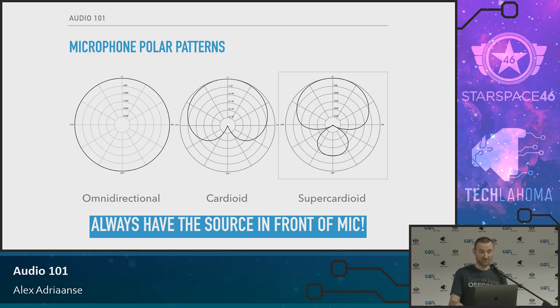And the same, by the way, also goes for loudspeakers. Especially high-frequency drivers in a loudspeaker tend to be very directional. So if you're standing to the side of a loudspeaker, you're probably not going to hear the higher frequencies very well, because you need to be standing in front of it. That's why the loudspeakers here are pointing right at the audience, not pointing at a wall or pointing at me.